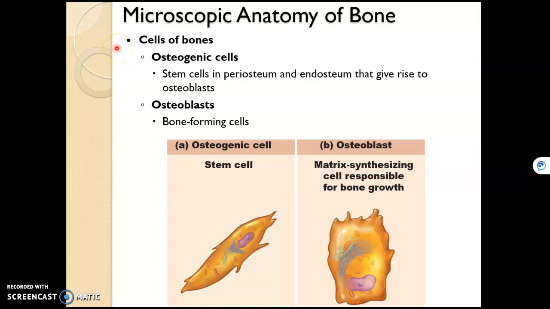First, let's look at the cells that we find in bone tissue. Osteogenic cells are a type of stem cell that are in the linings, either the periosteum or the endosteum, that could become osteoblasts when needed. And osteoblasts are bone-forming cells. Here's an osteoblast. It secretes matrix, bone matrix, which we call osteoid, in order to develop the extracellular space of bone.